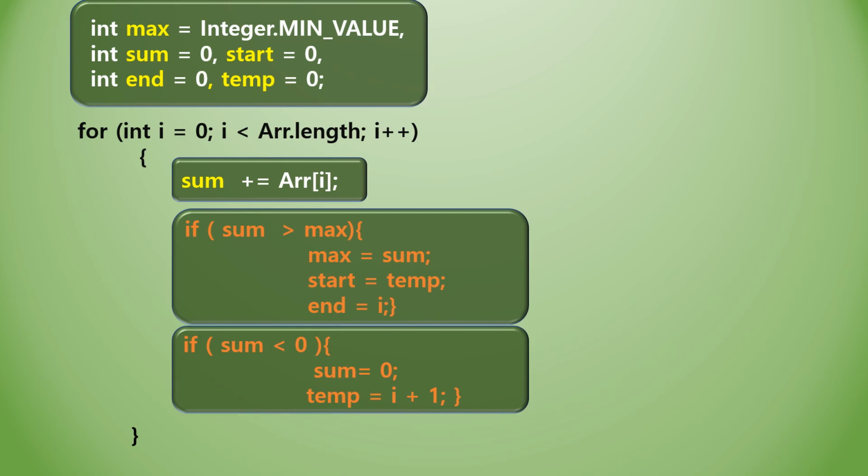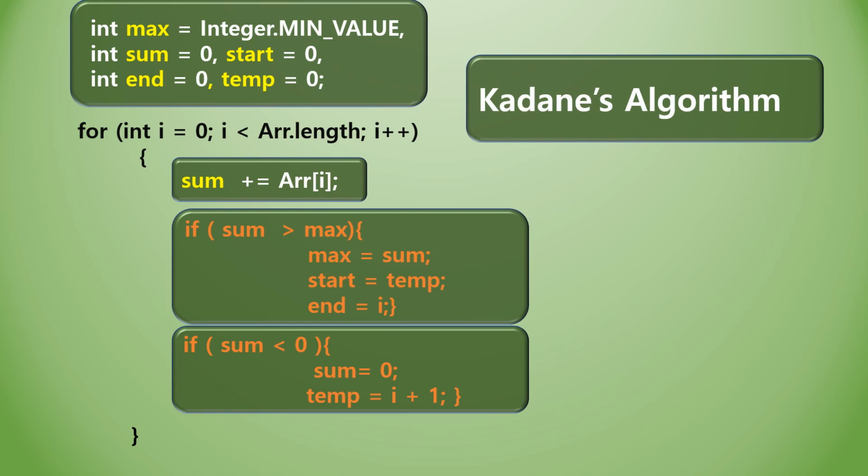This is a very famous algorithm. The name of this algorithm is Kadane's algorithm. The time complexity of this algorithm is big O of n because we are using a single for loop for traversing the array.